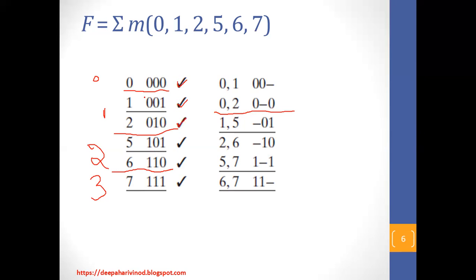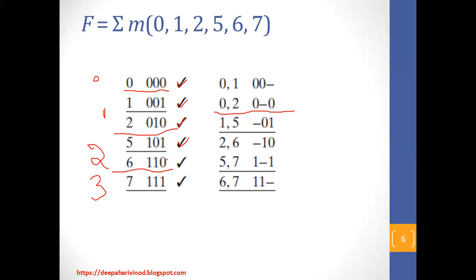Now 1 you compared with 5, and 1 you have to compare with 6. Check it out. 0, 0, 1 and 1, 1, 0. So you can notice more than one bit change. So you cannot compare them. Now move on to 2. 2 with 5. 0, 1, 0 and 1, 0, 1. See, can you compare that? No, because you have more than one bit change in this case when you compare 2 and 5. So you cannot compare.